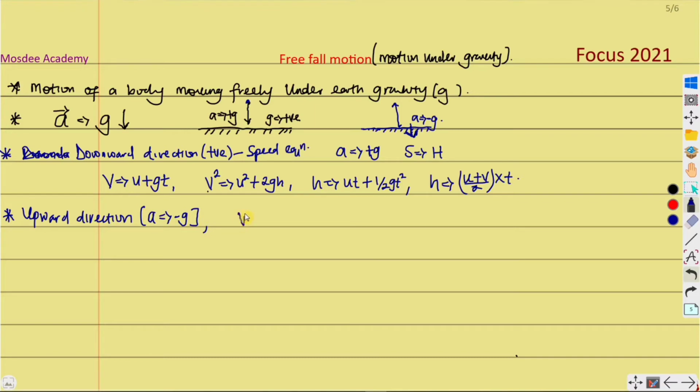So all our speed equations will now turn to V equals U minus GT. The second equation will be V squared equals U squared minus 2GH. The third equation will be H equals UT minus half GT squared. And the last one will be H equals U plus V by 2 multiplied by T. So students should keep this in mind in terms of numericals and applications.